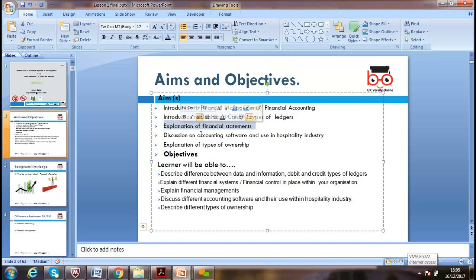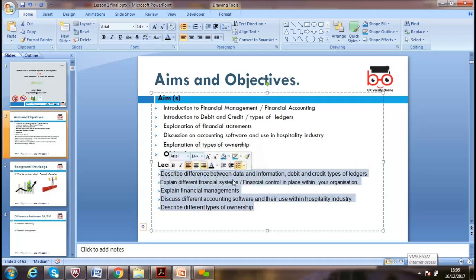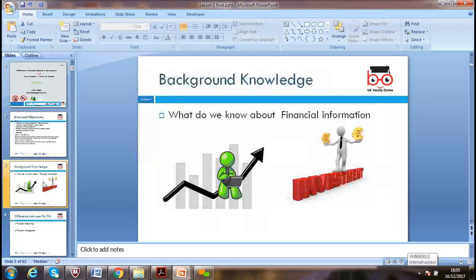And we'll discuss the accounting software we can use, and the different types of ownership: sole trader, partnership, and limited company, as ways we can start a business. By the end of the lesson we will be clear and in a position to describe the difference between data and information and the ledgers, and we'll discuss financial systems, financial management software, and types of ownership.